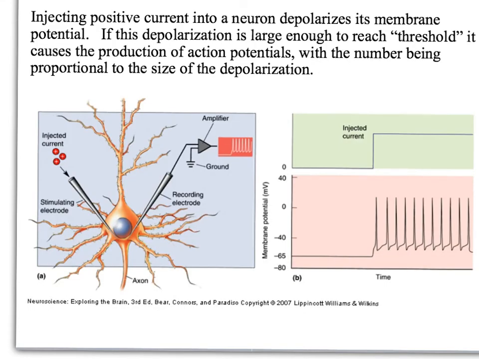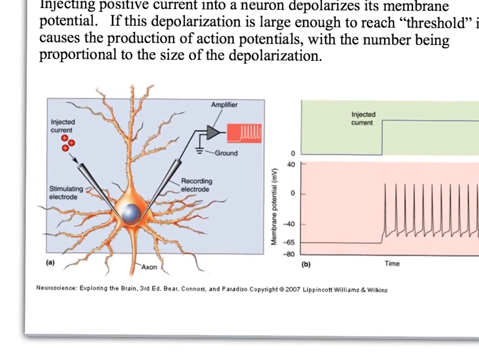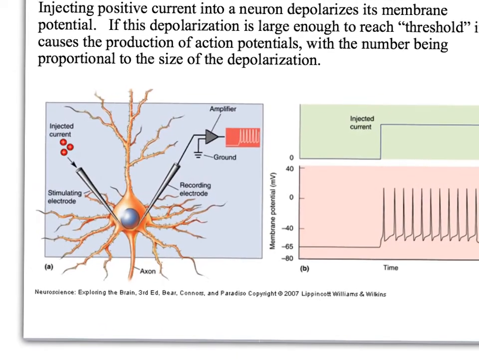And we had talked earlier about that you can inject current into the neuron to depolarize the neuron. If the depolarization is large enough to reach threshold, I'll talk about threshold in a second, it causes the production of action potentials. The number of action potentials are proportional to the size of the depolarization. So it's not that you get a larger action potential, you get more action potentials with a larger depolarization.